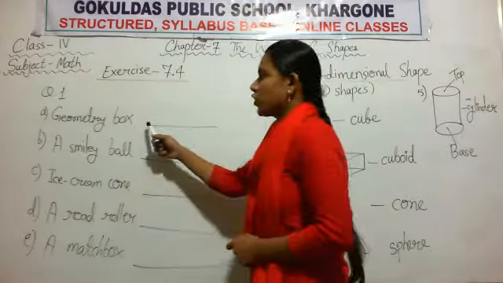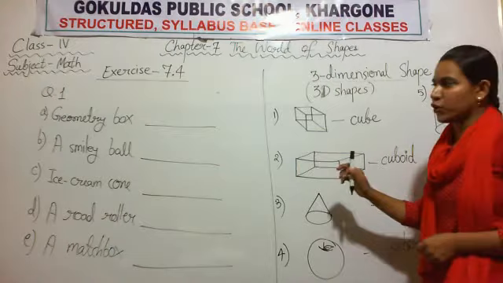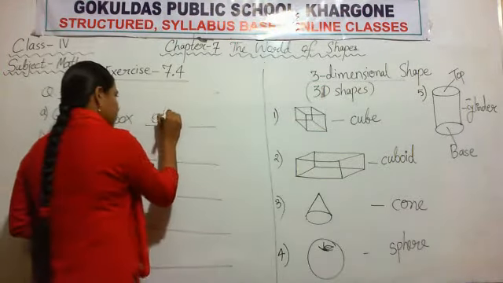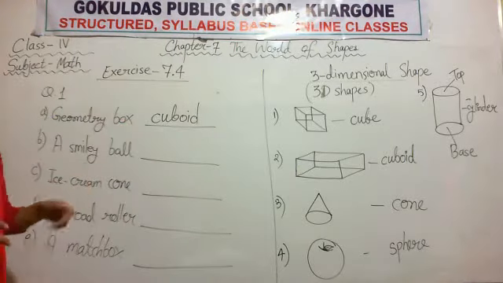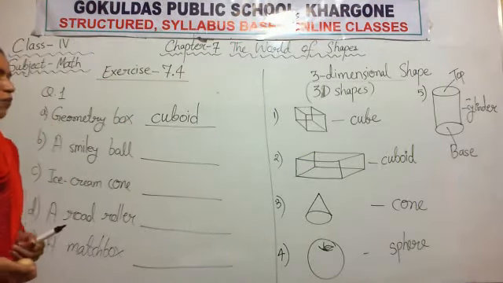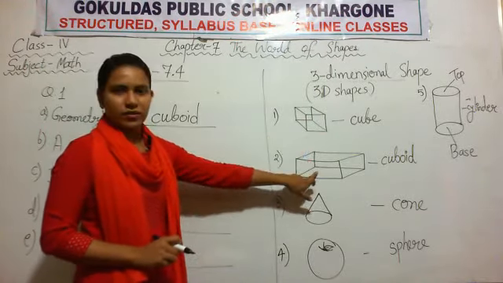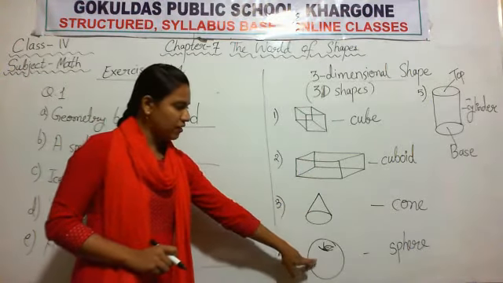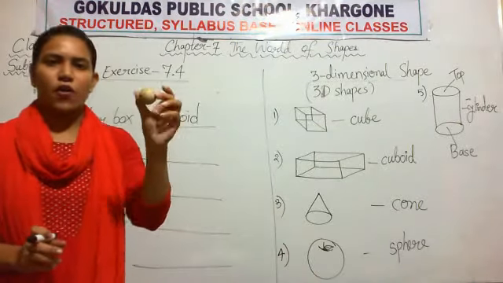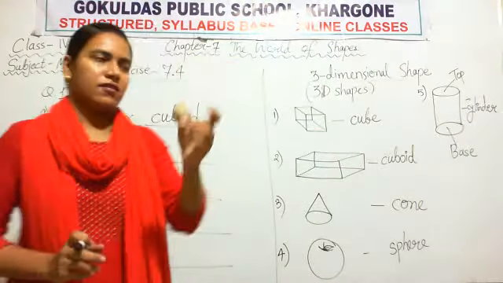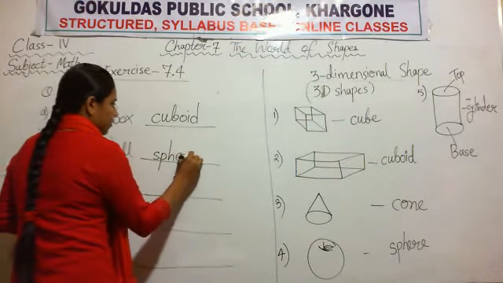Okay. So your geometry box is of which shape? It is the shape of cuboid. So write cuboid. Next, a smiley ball. Ball is of which shape? Cube? No. Cuboid? No. Cone? No. Then cylinder? No. Ball is spherical in shape. So your ball is like this. The name of the shape is sphere.